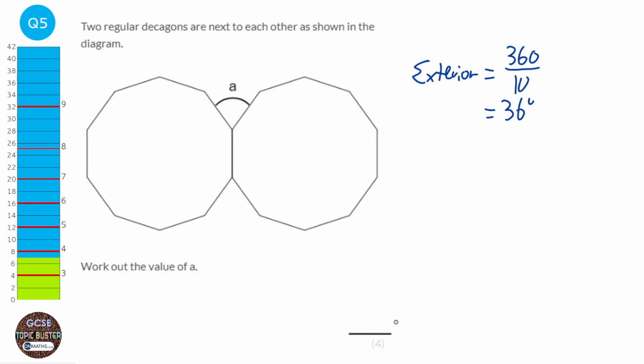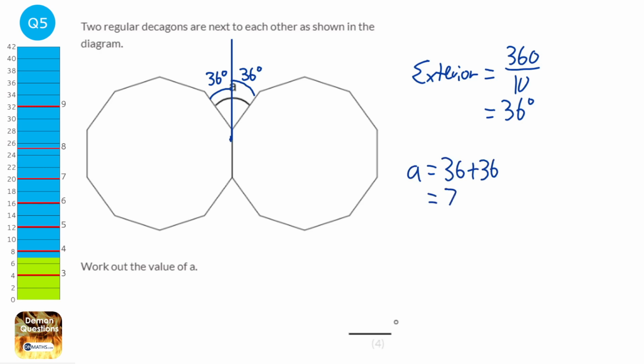So the exterior angles will be 36 degrees. And the exterior angle is just an angle that kind of continues on. You just continue on from the side. So this one here is the exterior angle of the left-hand decagon, and this one here is the exterior angle on the right-hand decagon. So altogether, the angle A will be 36 plus 36, which will be 72. So our answer will be 72 degrees.